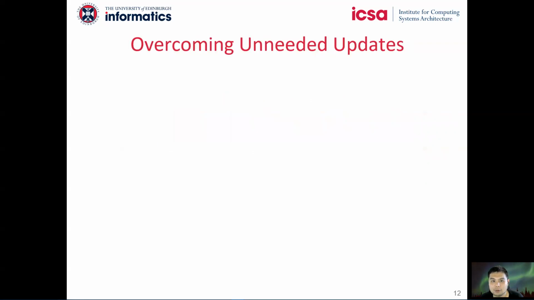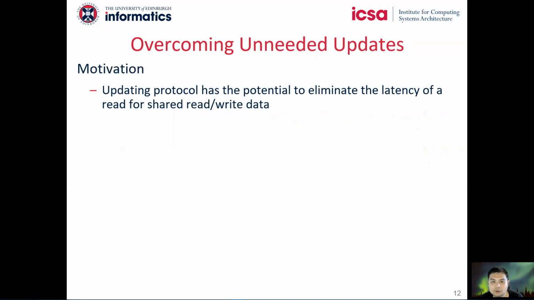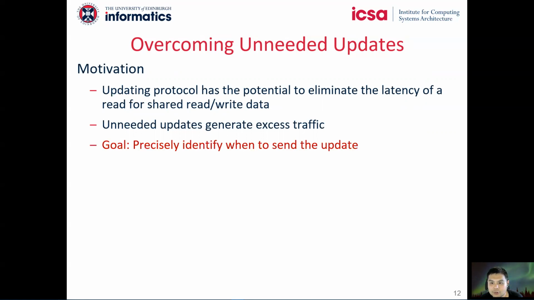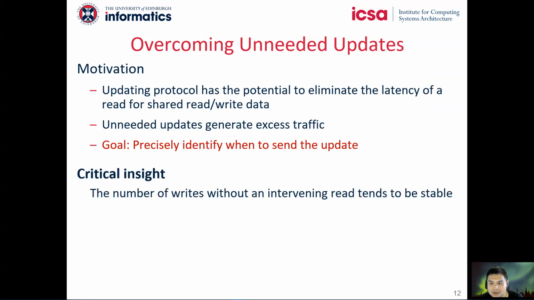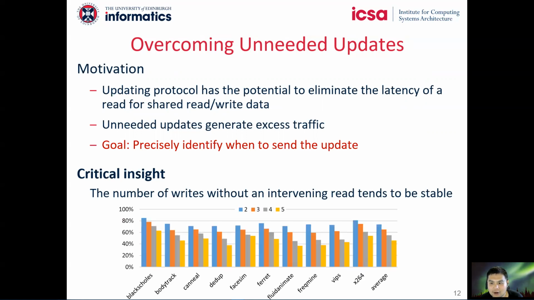So we know that update protocols have the potential to eliminate the latency of a read for shared read-write data. But the drawback is that they generate excess traffic. So our goal is to precisely identify when to send the update. Based on this motivation, our critical insight is that the number of writes without an intervening read tends to be stable. And we can see the result in this figure. Basically, we can see there is a 70% chance that the number of writes in the current write-read iteration is the same as the last one.